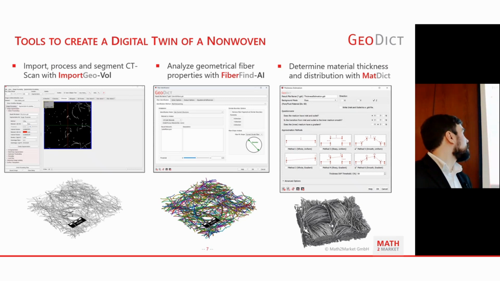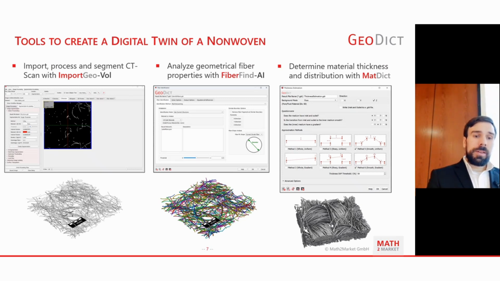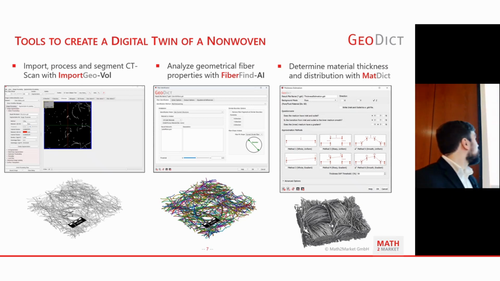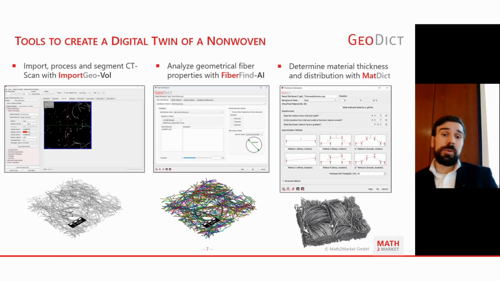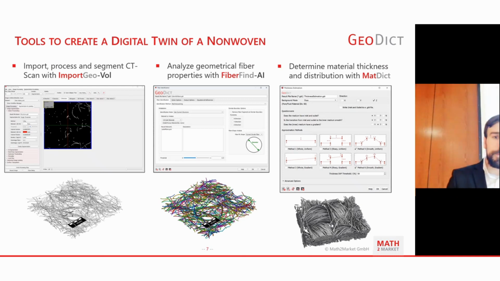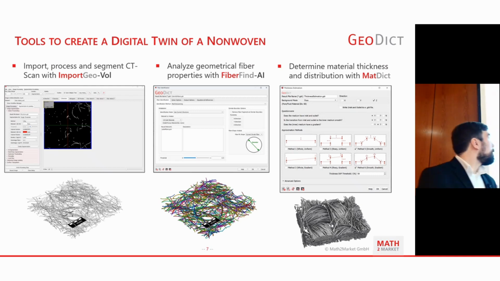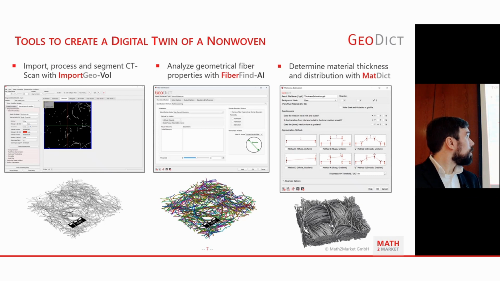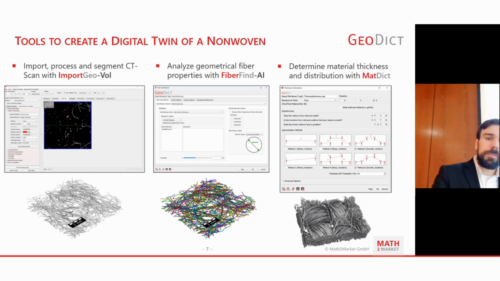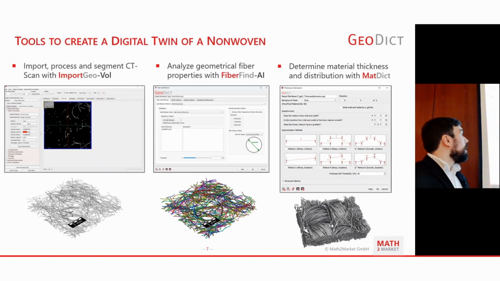Short overview about the tools we need in GeoDict to create a digital twin. We have, first of all, as I already mentioned, ImportGeo to import our scan, do all the image processing, and finally do the segmentation. Then we have FiberFind to analyze fiber geometry. Basically, we get the orientation, the diameters, the trajectories, curvature, whatever you can think of, we can compute it. And then for this case, we also need MatDict.